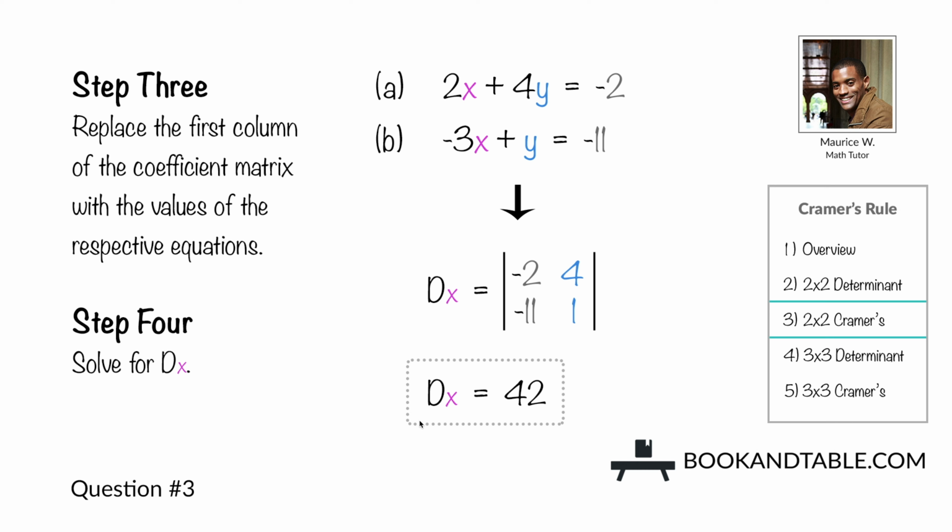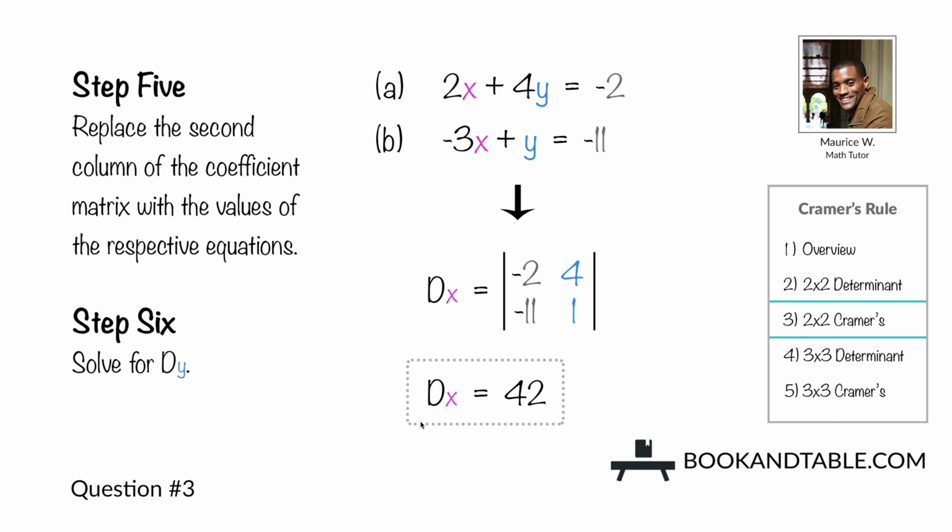So we can now put dx to the side for a moment so that we can focus on finding dy. You want to replace the second column of the coefficient matrix with the values of the respective equations. So in the 2 by 2 that we get, the first column is 2, negative 3, the coefficients of the x terms. And the second column is negative 2, negative 11, the values of the equations. And now we can solve for dy.